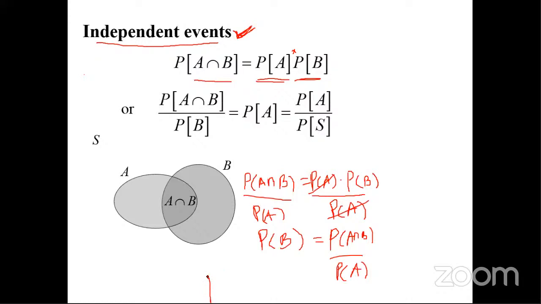the probability of A will be equal to the probability of A intersection B out of the probability of B. So this one has been generated right from here. We generate it from that given point.